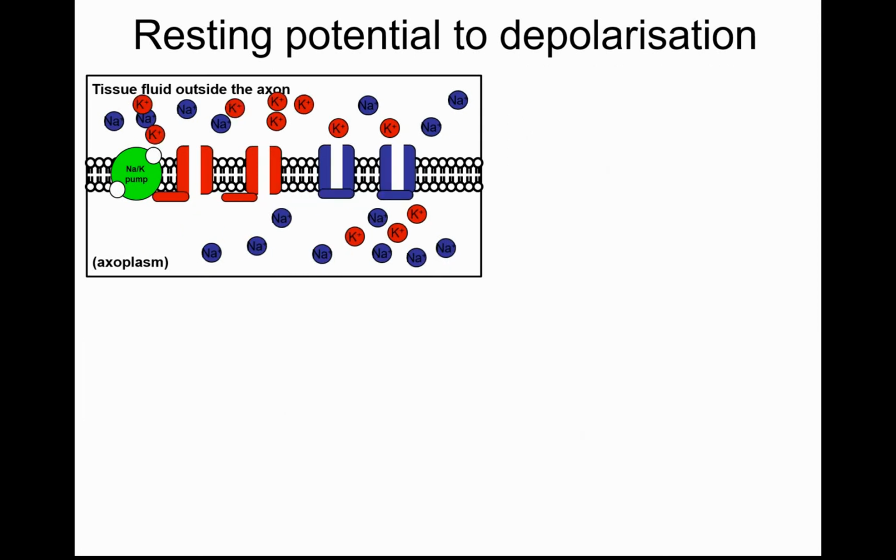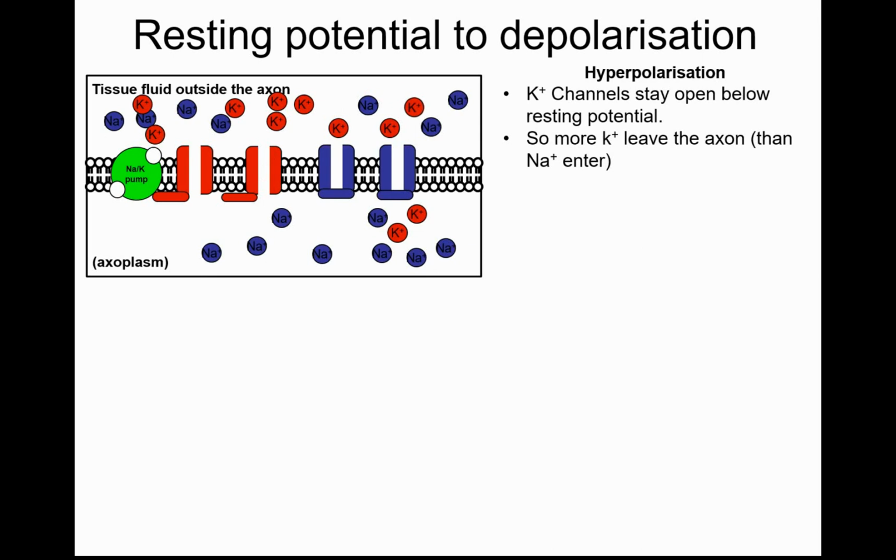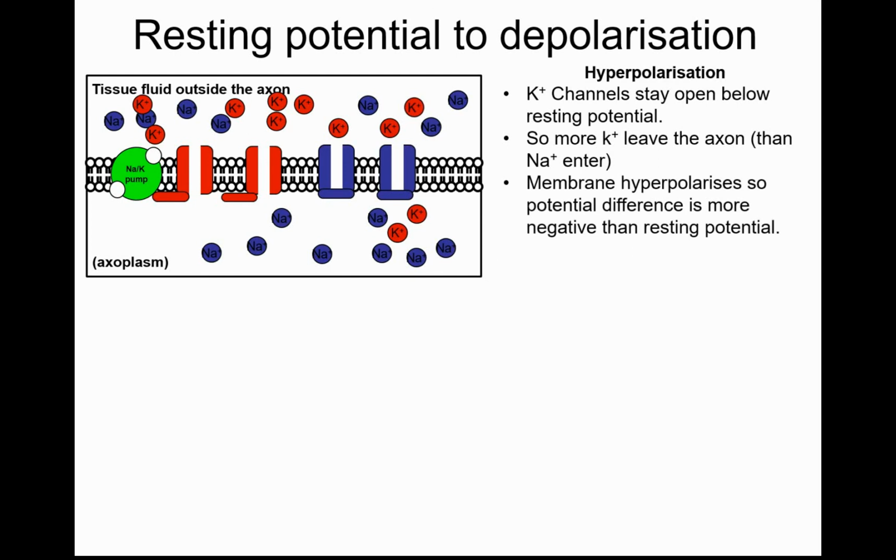Now, the key thing is that the voltage gated channels for potassium don't change their shape again until the potential difference has gone more negative than resting potential. So that means more potassium ions move out than sodium ions moved in, effectively. So you end up with the membrane becoming more negative than resting potential, and that's your hyperpolarization. Once that occurs, the voltage gated channels close.